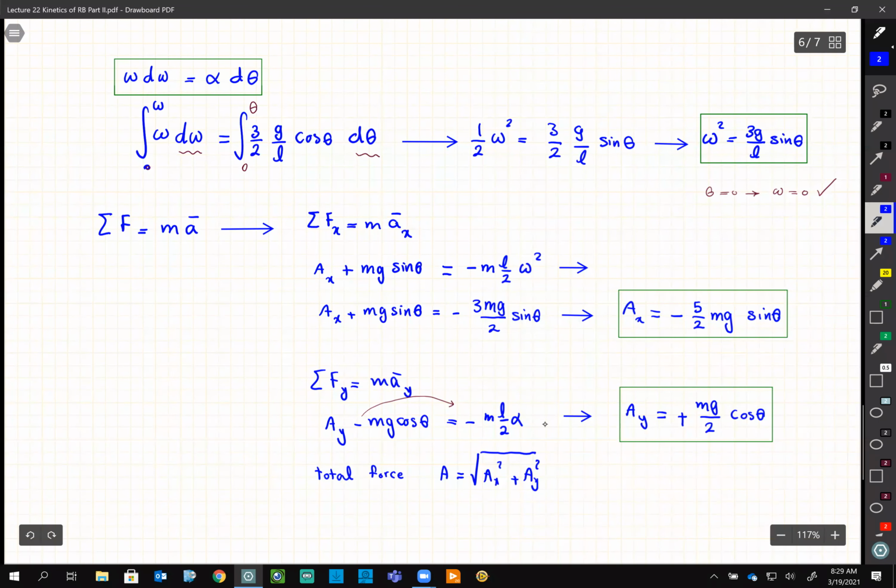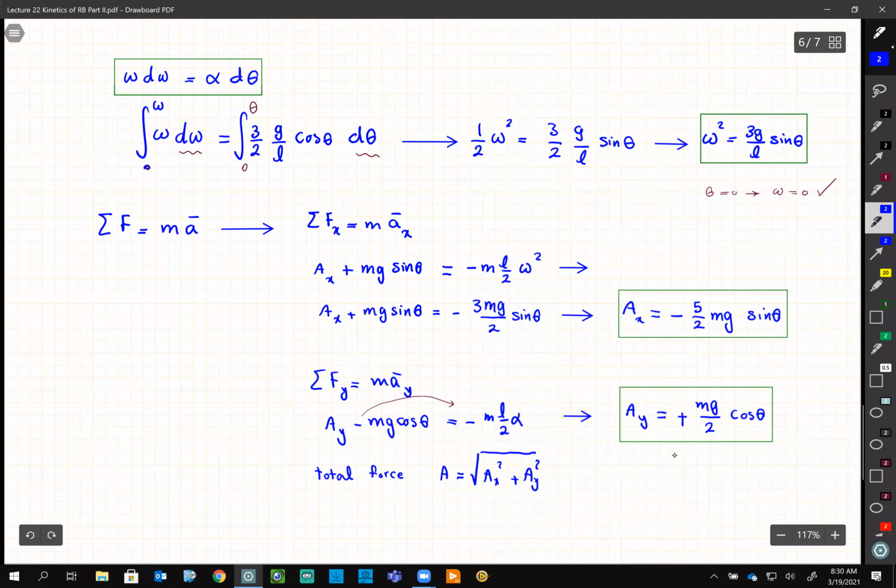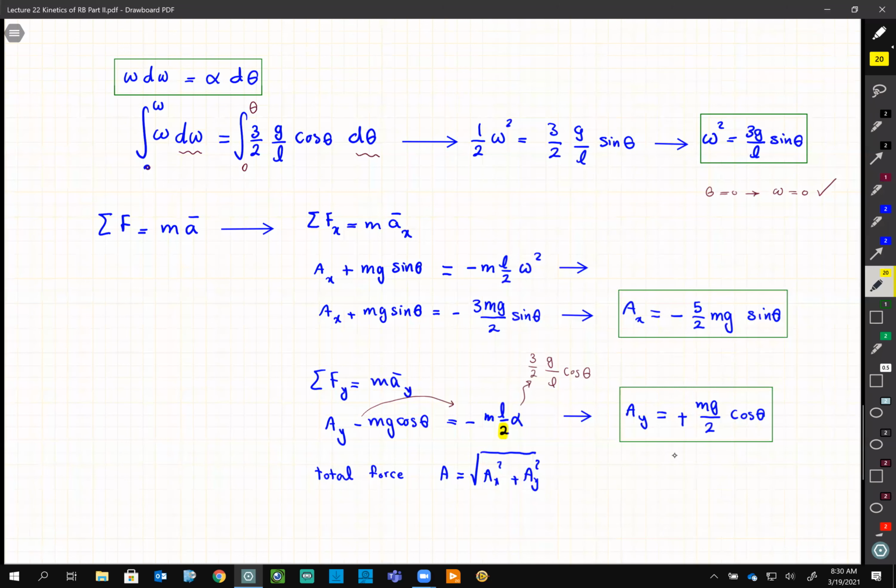And if we put alpha, what is alpha? I might be wrong here. Oh, you're right. Alpha is 3 over 2 G over L cosine theta. Thank you, Akhilesh. So it is 3/2, right? G/L cosine theta. And so we have another 2 here. So it's going to be 3/4. So it's going to be 1/4 then.